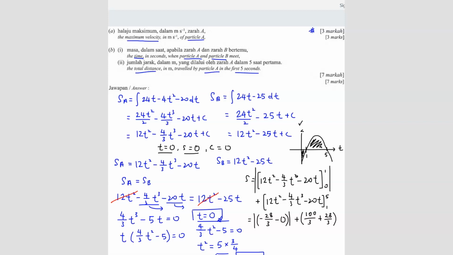So you see what I mean here? The first part, you will get a negative value. When you minus 0, you get negative 28 over 3. So you get a negative value, and that's why you have to modulus it. If you don't modulus, you take this negative plus this, you'll get a different answer. Clear? So you modulus this, you get a positive, so you get only 28 over 3, and then you add this. So your answer you should get is 52 meters. Just make sure this one becomes a positive because of the modulus. Clear?